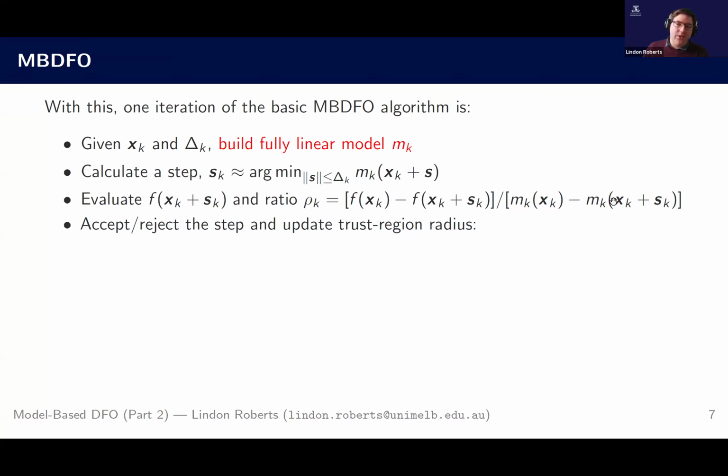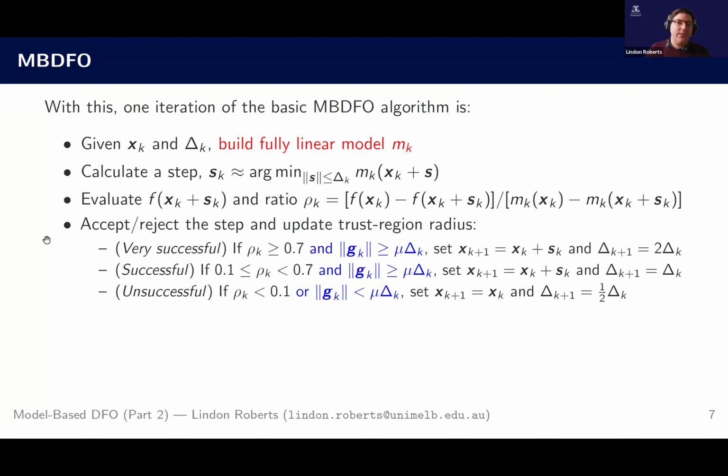And the step is calculated to ensure that the denominator here is positive because we've decreased m. So once we've calculated our ratio, we've got our step, we now make a decision: is this step any good or not? And we update delta. And this is what it looks like. So compared to what I mentioned yesterday, the blue stuff is new.